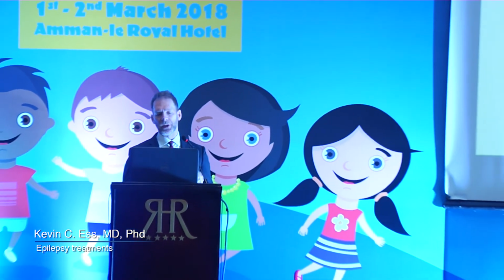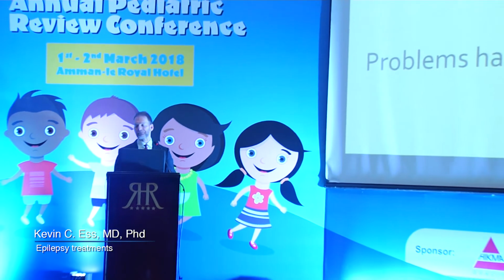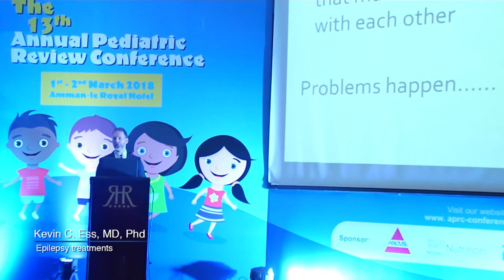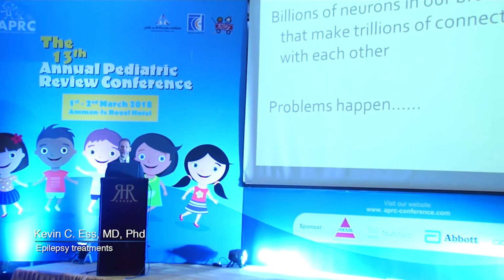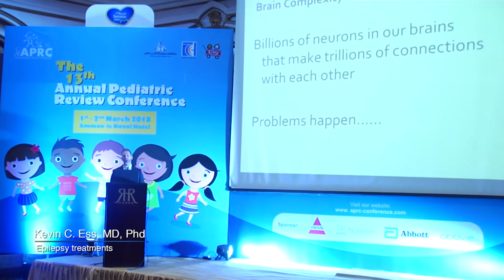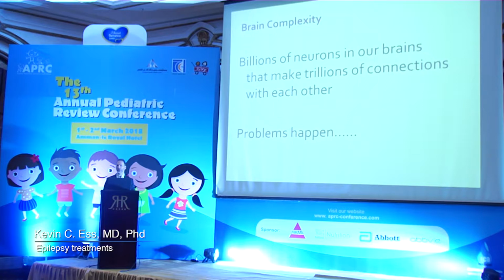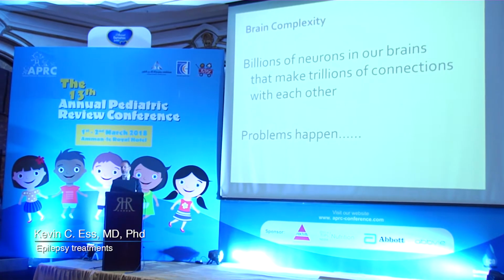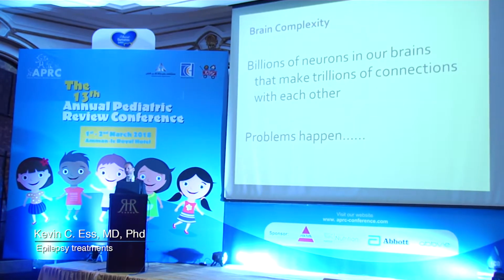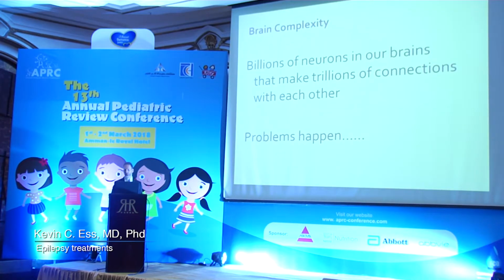So this is a standard slide for me that we have billions of neurons that each make thousands of connections to each other, so trillions of connections, and we think epilepsy fundamentally is a disease of aberrant connections and brain communication. So therefore, problems happen. One should wonder, why don't all of us have seizures? Because the brain is so wired complex.